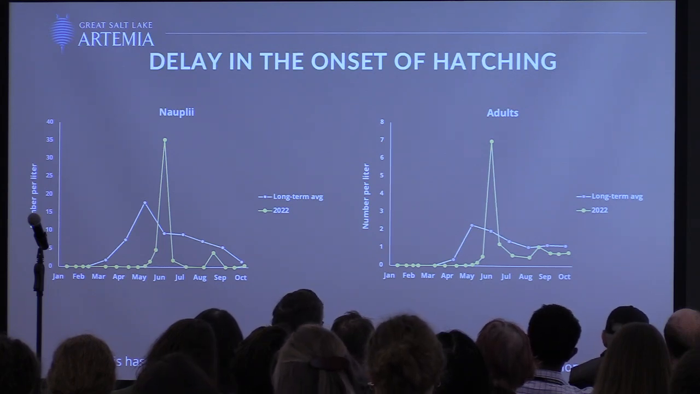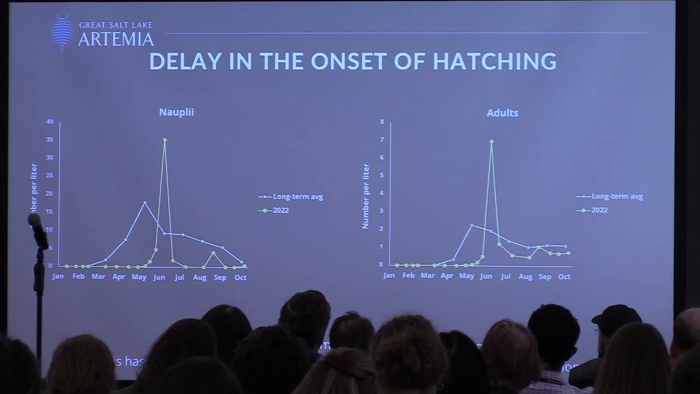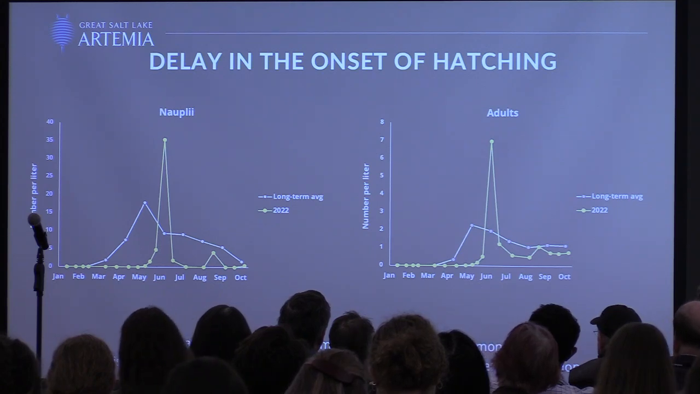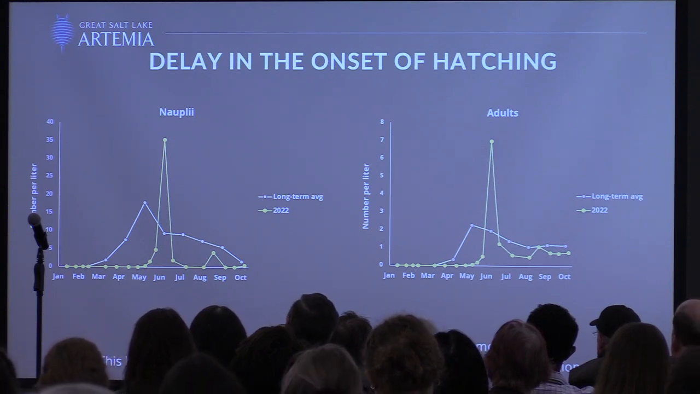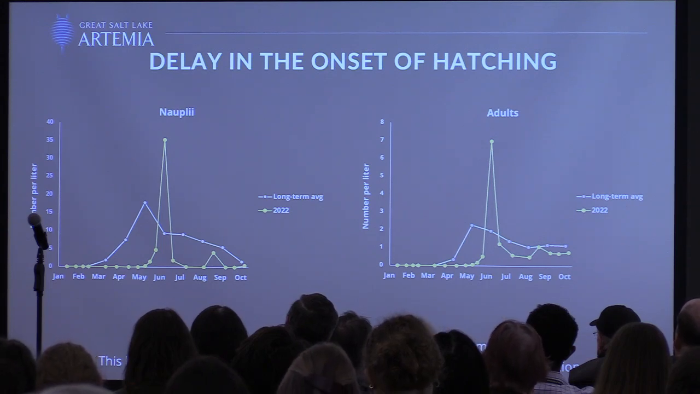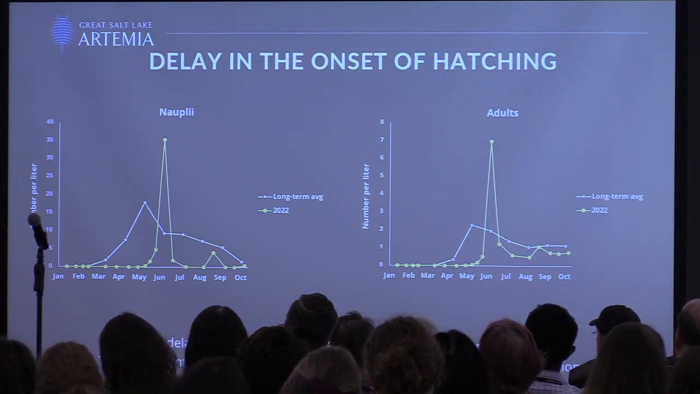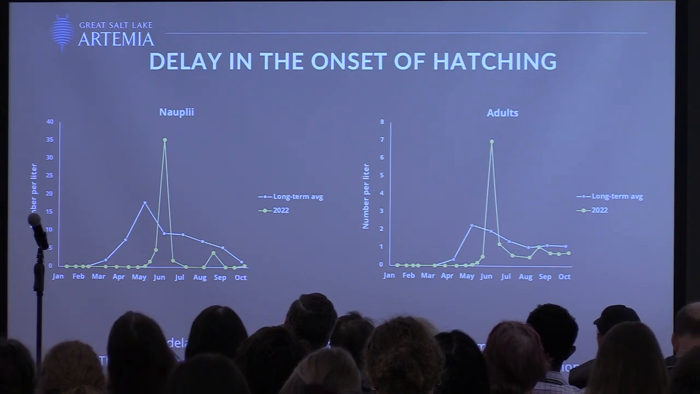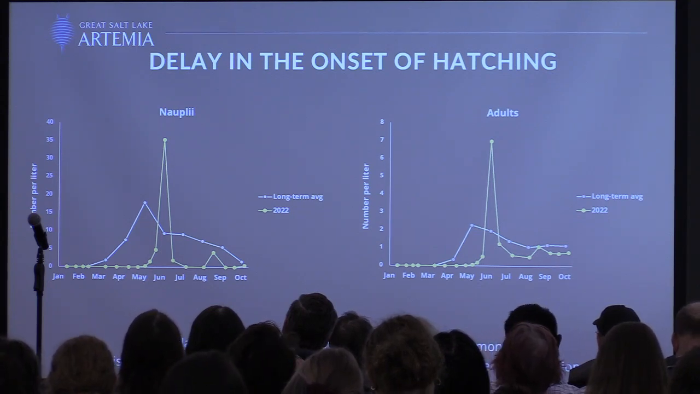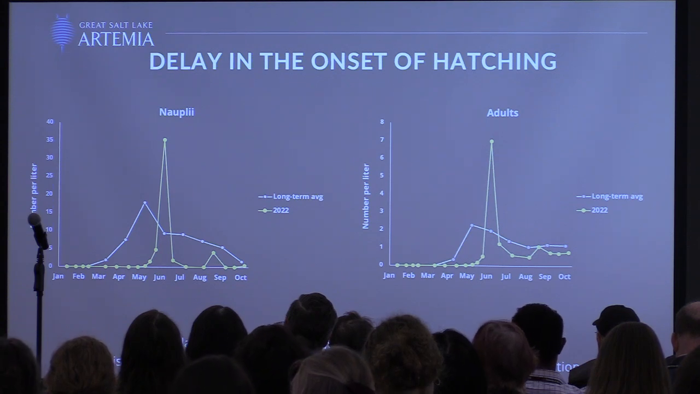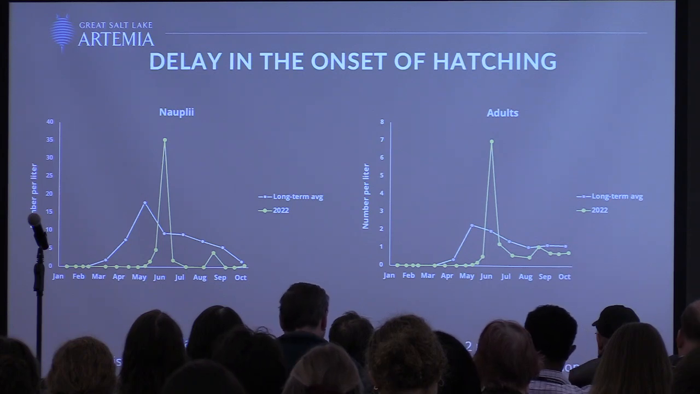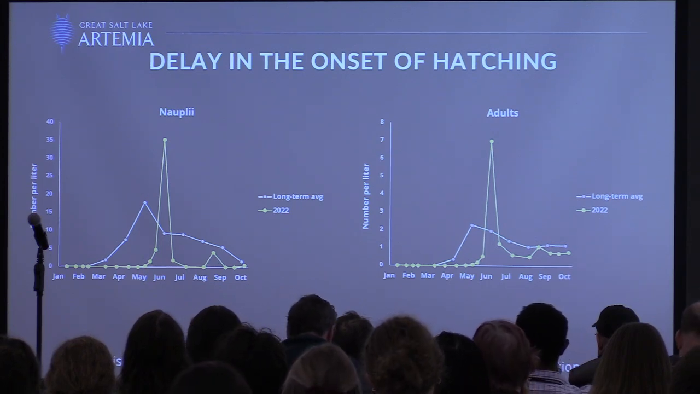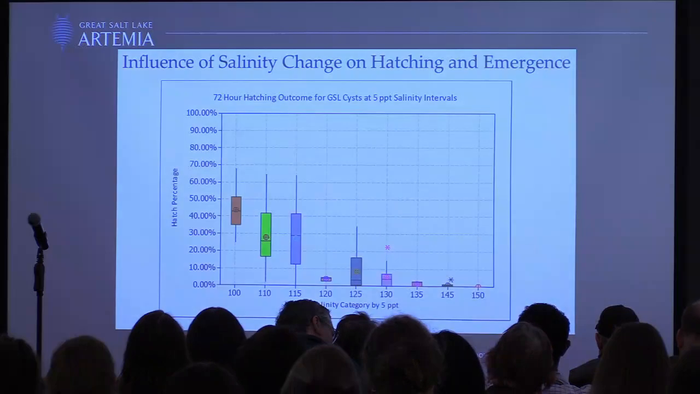If you look at that graph to the left, the white line shows you the long-term average emergence of Artemia nauplii, and the yellow graph shows you the emergence of Artemia nauplii in 2022. And you can see that big delay in the onset of that population. The graph to the right is very similar. It shows you the next cohort of adults following these Artemia nauplii. So we see a delay in the population that has potential repercussions for the biota that relies on the Artemia from the Great Salt Lake.